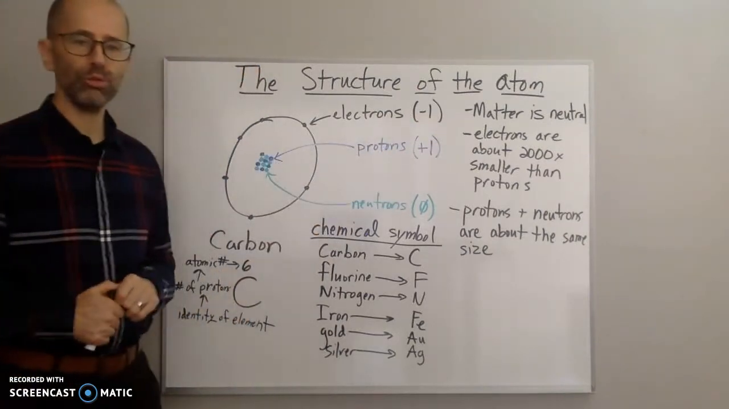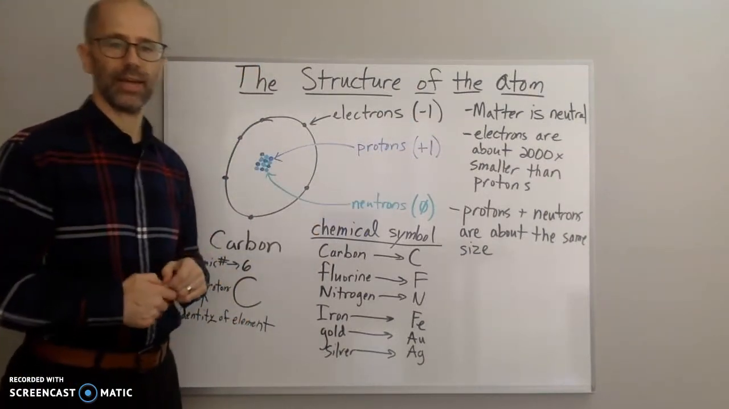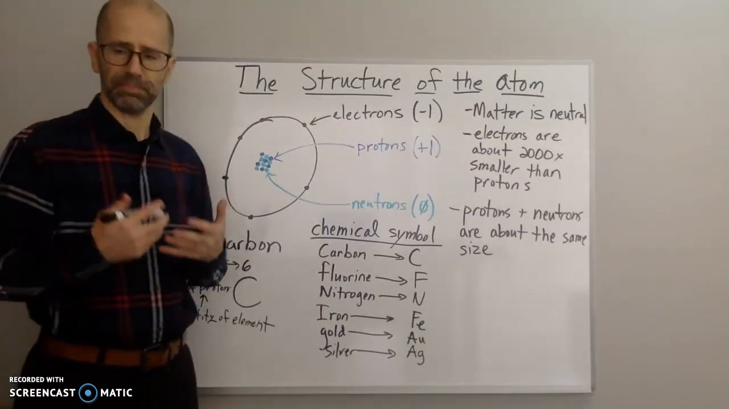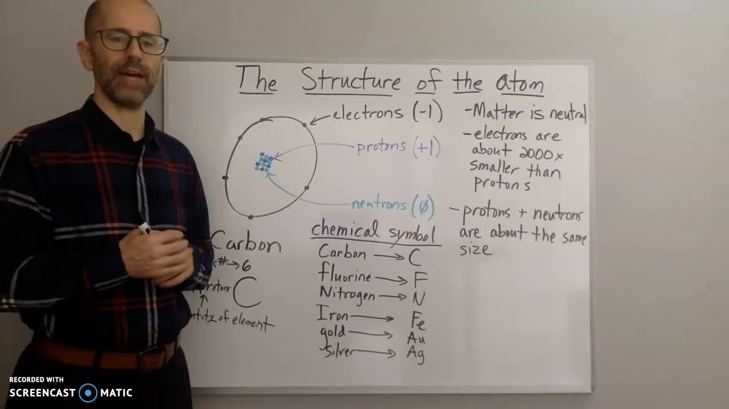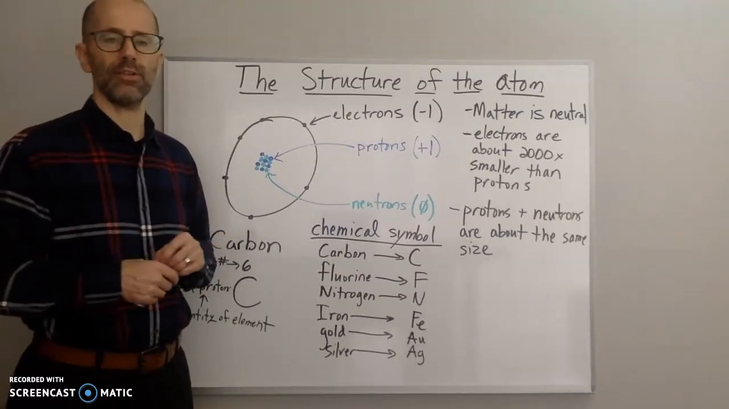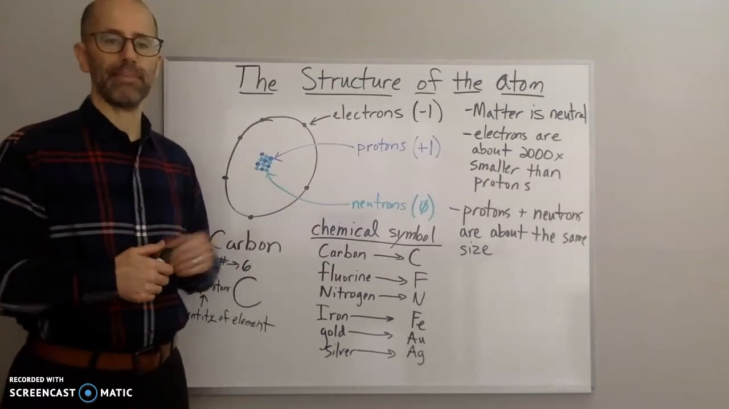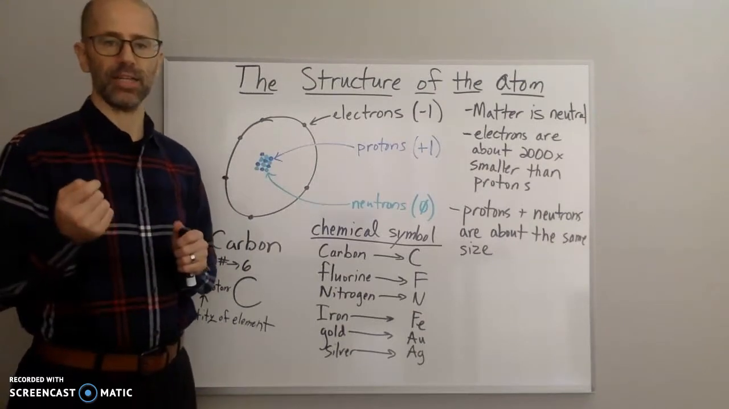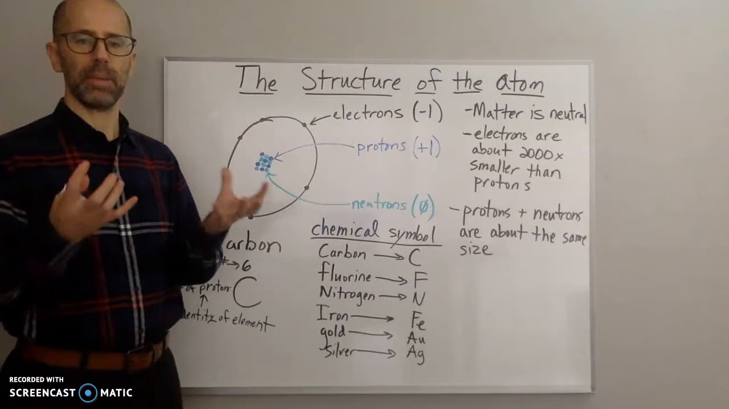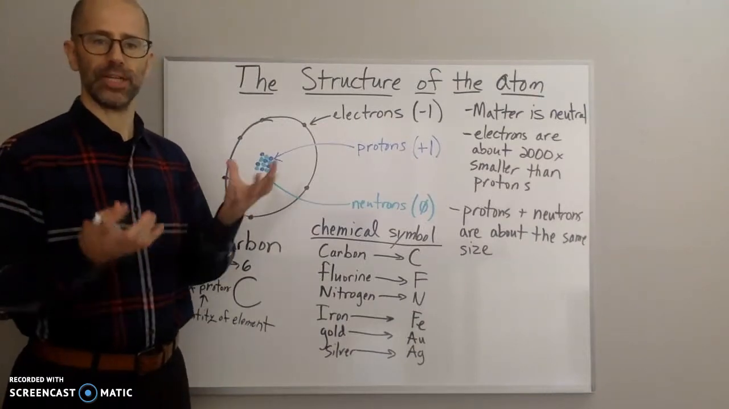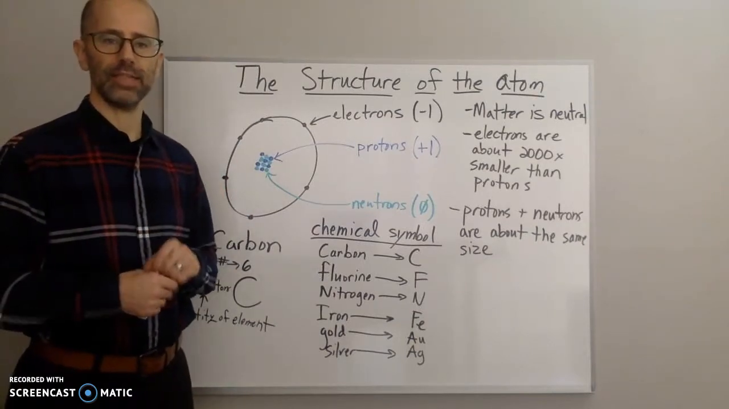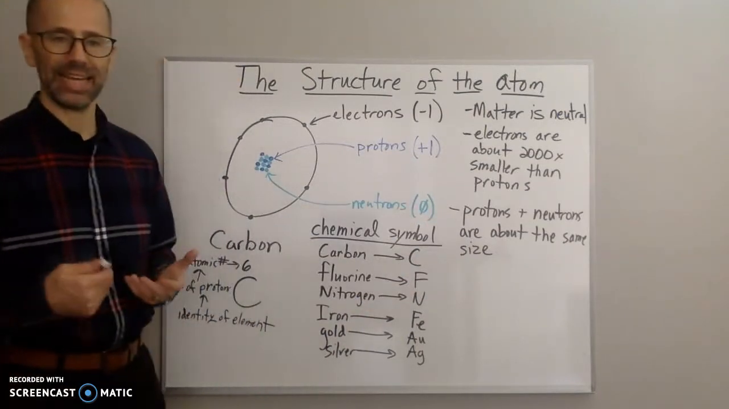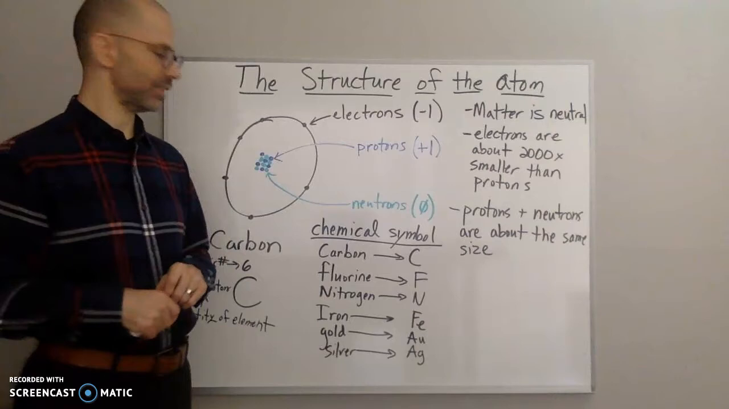Electrons are about 2,000 times smaller than a proton. If you were to use an analogy to give perspective on that, if the proton were a baseball, then your electron would be the size of a grain of rice. So that's about as different in size as the electron is to the proton. And the protons and neutrons are approximately the same in size, very close to the same in size.